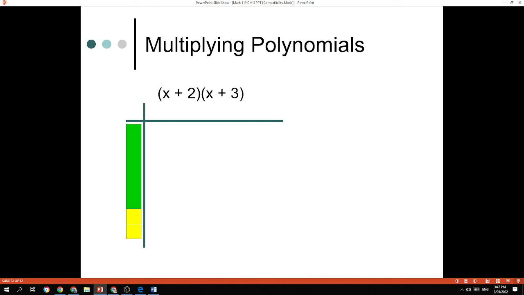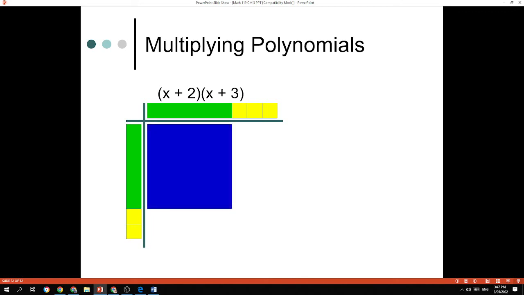What about x plus 3? One green rectangle and three yellow squares. Then we show the rectangle and the rectangle will create a blue square. It can also be green, but I'll be using blue there. Positive and positive, so I'll be having a big blue square for that.